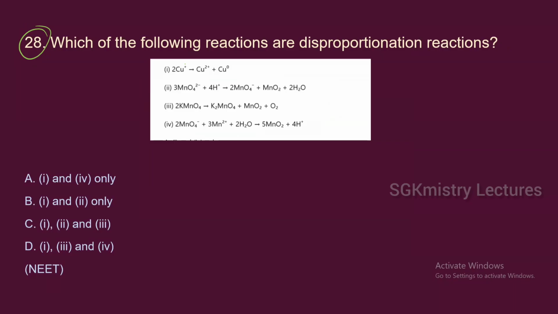So copper, you can see here it is +1 and in the product it is +2 and 0. So +1 is in between +2 and 0. So obviously 1 is a disproportionation reaction.